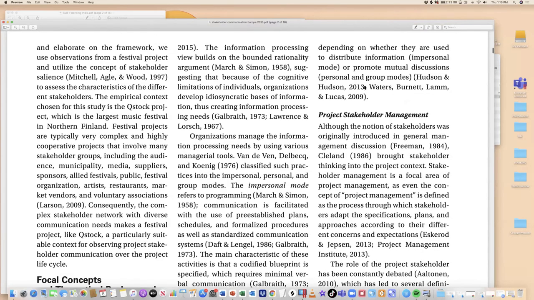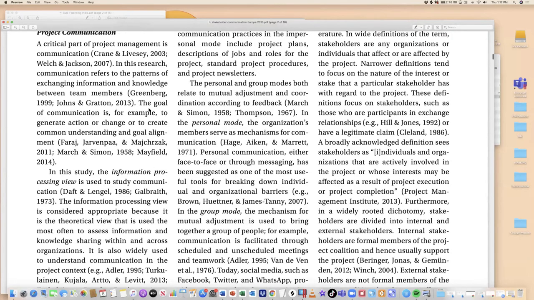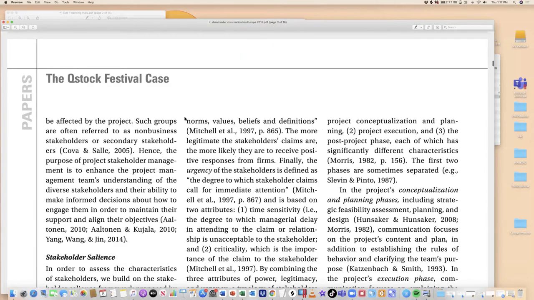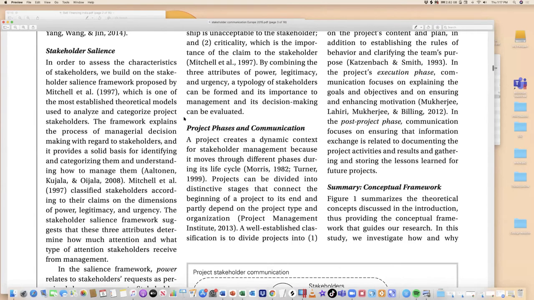Okay, so the focal theory and the gaps here. So the focal concept and the theoretical background. So he's going to explain that one. But I think he also explained, let me see if I have it here. Okay, the conceptual framework is here. There's a part where he also talks about the gap in the theory when he's doing the discussion.